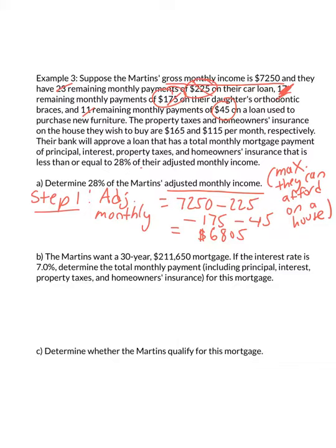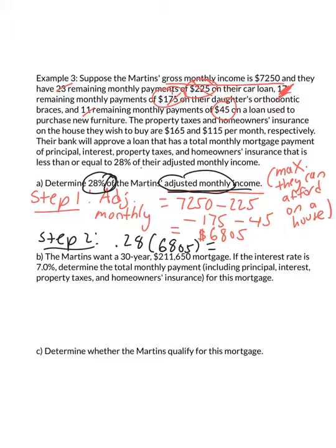So now step 2, to get the final answer to part A, it says to do 28% of that adjusted monthly income. Convert 28% to a decimal. It becomes 0.28. Of again means multiply, so times it by the adjusted monthly we said in step 1 was $6,805. So I'm going to take that 0.28 times 6,805, and then it's just a matter of how far do they want you to round it.